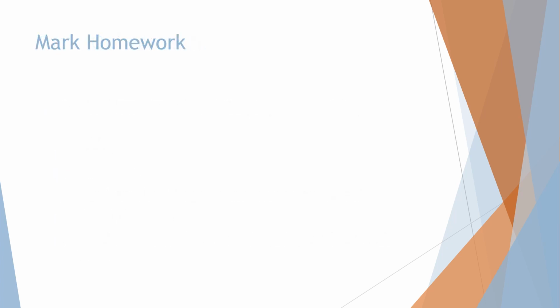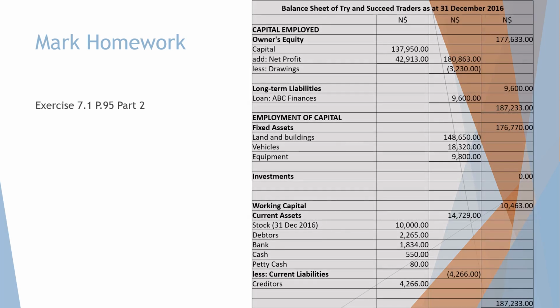Let us now mark the homework of the previous lesson. Exercise 7.1, page 95, part 2. The balance sheet of Try and Succeed Traders as at 31 December 2016. In the first section, Capital Employed, we start with a calculation for owner's equity, which is capital plus net profit minus drawings. And this will give you the total for owner's equity.